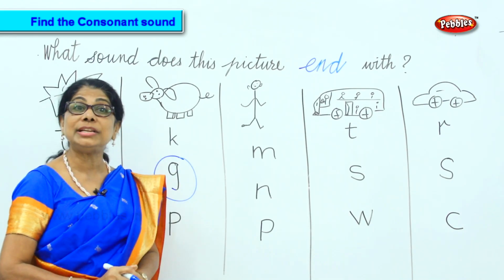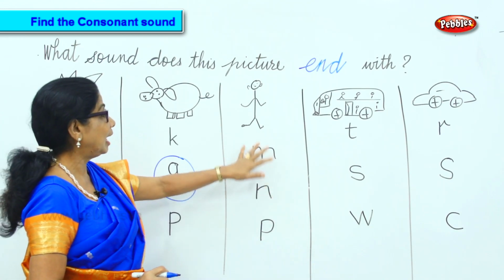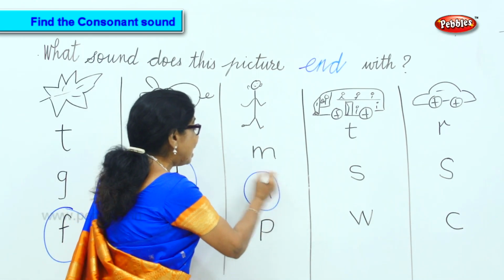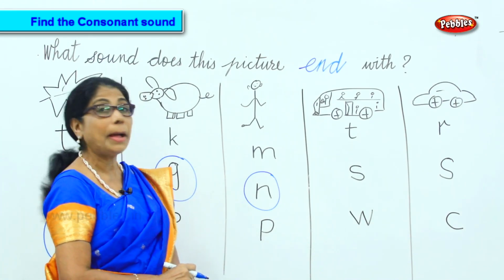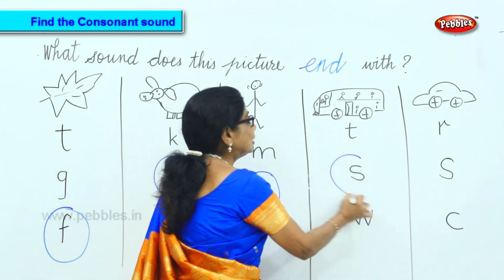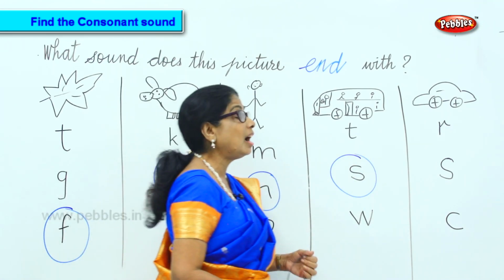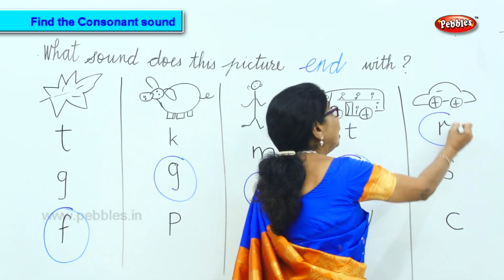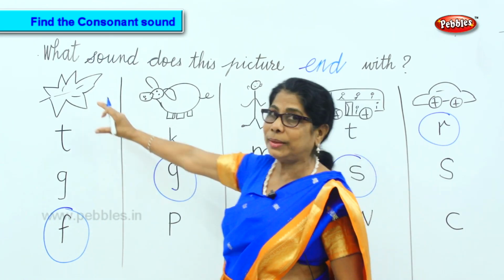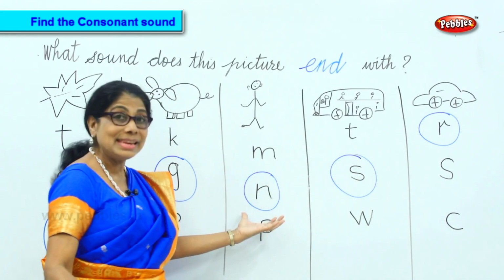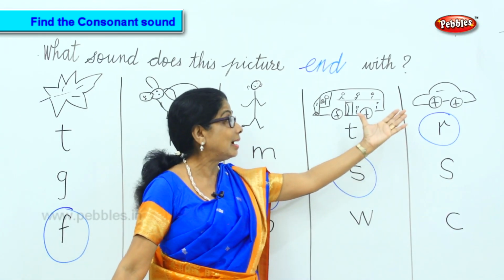We circle G. We have a man here, and you have M, N and P, and man ends with N. So, we circle N. And finally, we have a bus here, T, S and W. So, bus ends with S. Then we have a car here, C-A-R. The last sound is R. You have R, S and C. So, what sound does this picture end with? Leaf, F. Pig, G. Man, N. Bus, S. Car, R.